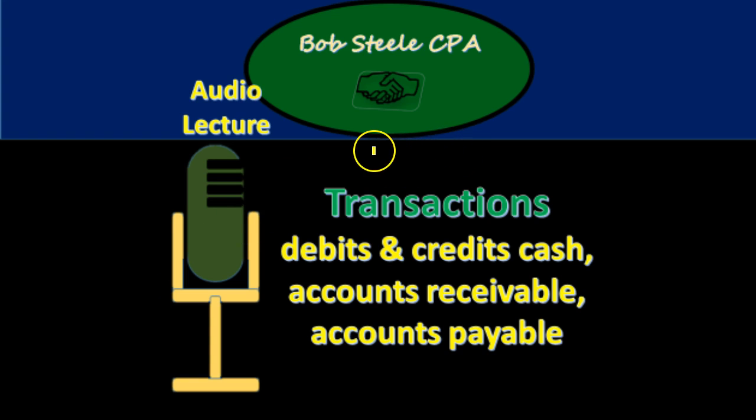The question's going to be, first, is cash a debit or credit balance? We're going to say it's a debit. And we're going to say, did it go up or down? Is the second question. It went up. We got more cash.